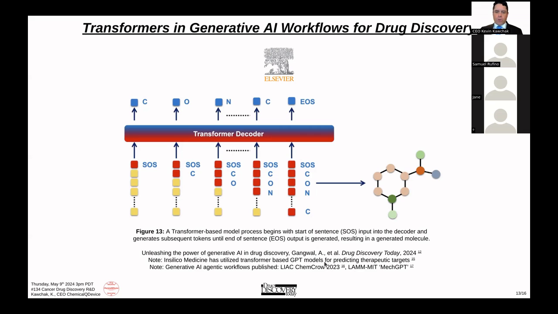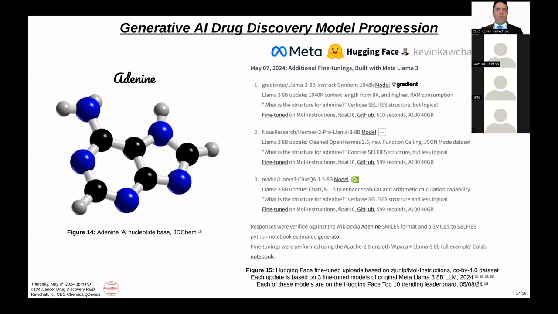And there's been other groups too. So I covered this last week with the LIAC ChemCrow. They actually went with an agentic workflow and GPT. So they used GPT three different times. This is OpenAI's. And then also with this LAMM-MIT with MechGPT, they also use agentics. The base papers are not focused on the agentic workflows. So that leads us to the practical use of it all.